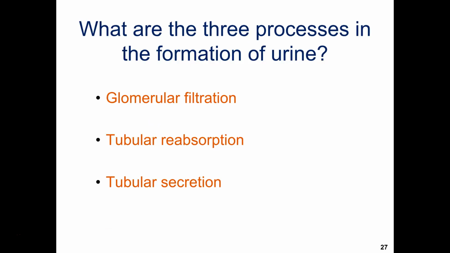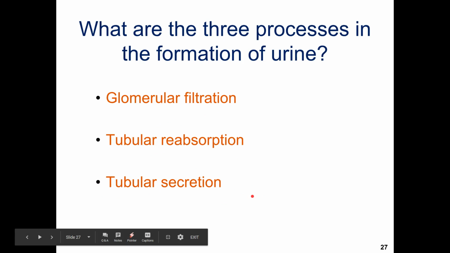So what are the three processes? The three processes in the formation of urine. You have glomerular filtration, tubular reabsorption, and tubular secretion.